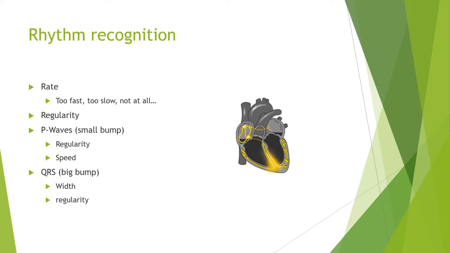So you look at your rate. Too fast, too slow, not at all. You look at the regularity. Is it regular? Is it irregular? You look at those P waves or that small bump. You look to see if it's regular. You look to see if there's one for every QRS, and you look at the speed. Then you look at your QRS or the big bump. You want to see how wide it is. Is it 3 boxes? Is it more than 3 boxes? And is it regular? Knowing whether it's more than 3 boxes or less than 3 boxes will determine where in the heart this signal is generating from.